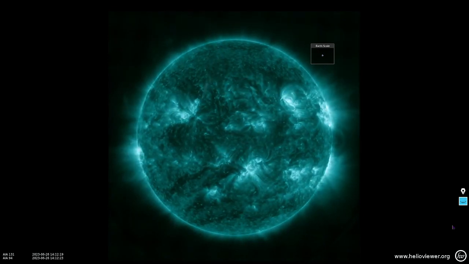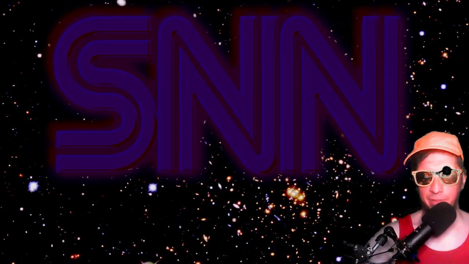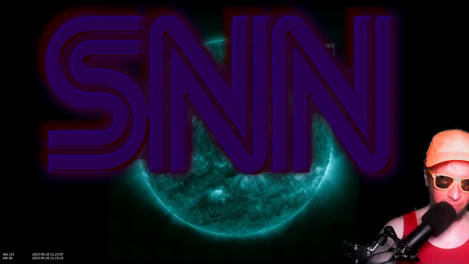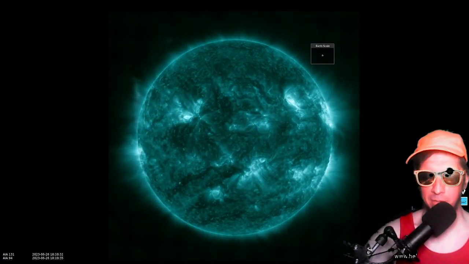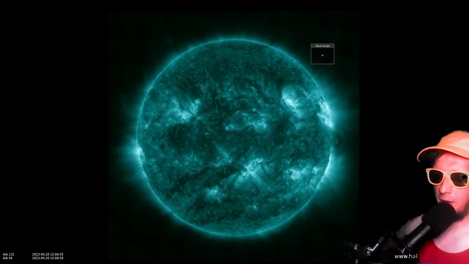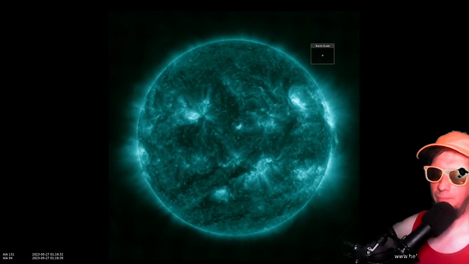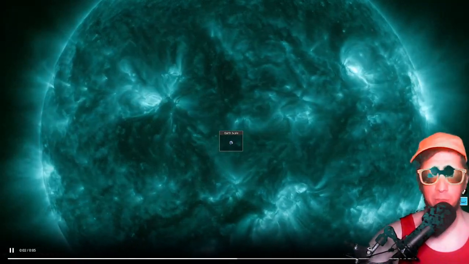Here is our favorite flare wavelengths. Keep in mind these are not X-rays. This is still part of the ultraviolet spectrum. That's 131 plus 94 angstroms. And we'll zoom in a little bit here to show the equatorial view.